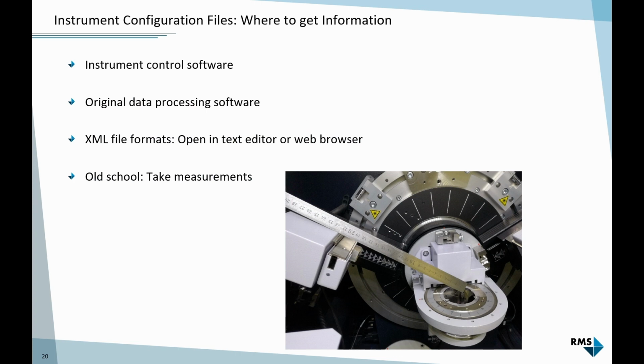Another option, if we go back here, if you don't have, so that was the control PC, the one connected to the instrument. A lot of this information is also stored in the scan file, especially with modern file formats. They contain hardware information, and we can still access it if we have the original data processing software. So for Panalytical, that would be HighScore. For Bruker, it would be EVA. Again, Rigaku, I don't know.